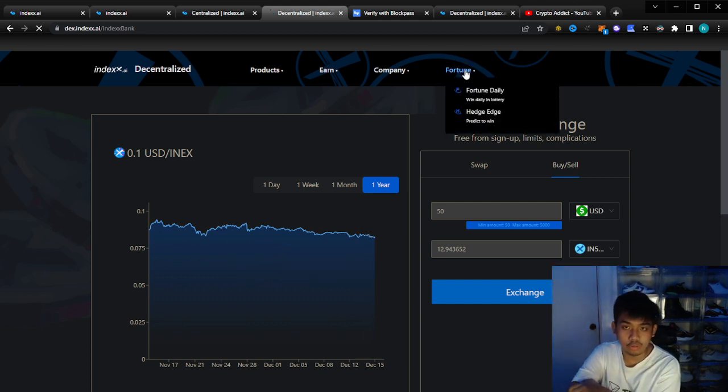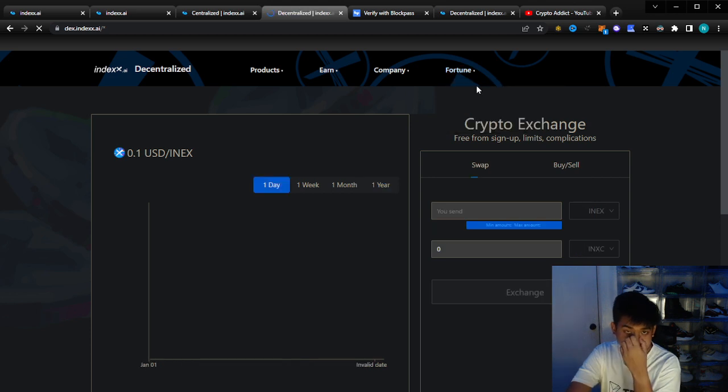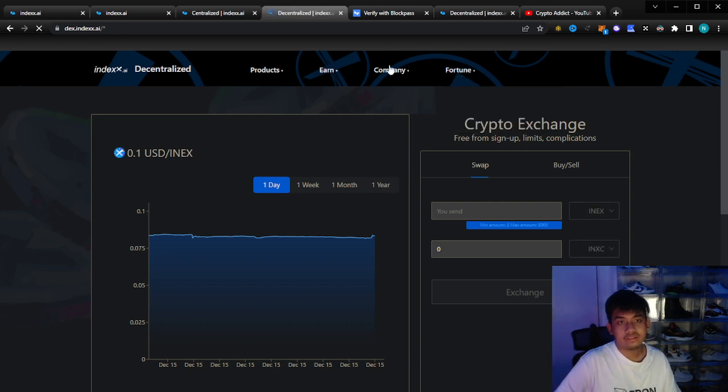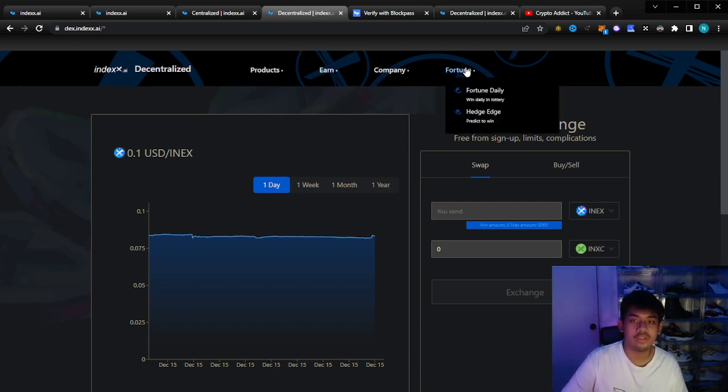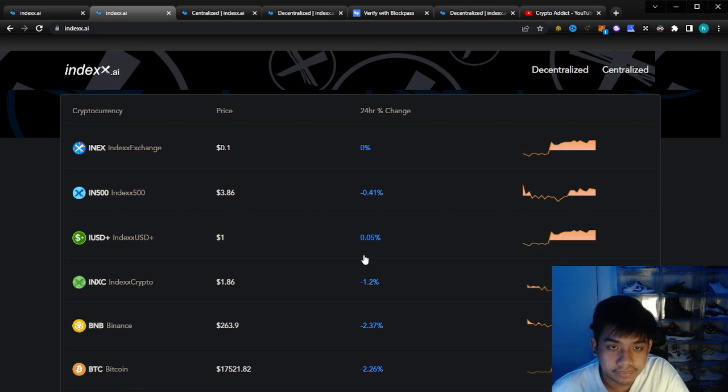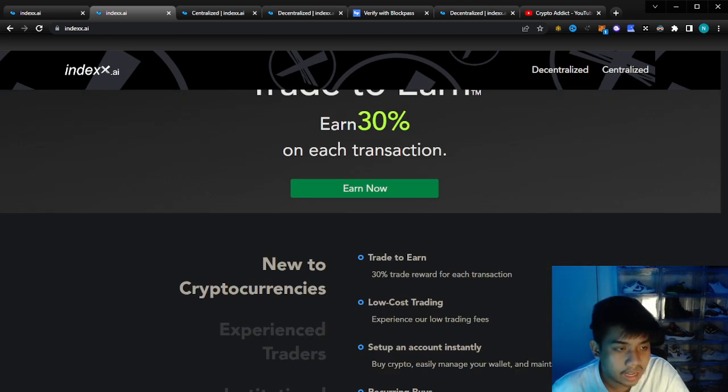And you'll be able to also do other stuff in decentralized on index.ai. They have this fortune, daily, and hedge edge, which is not yet available, as you can see. And yep, that's pretty much how it works, how it looks like.